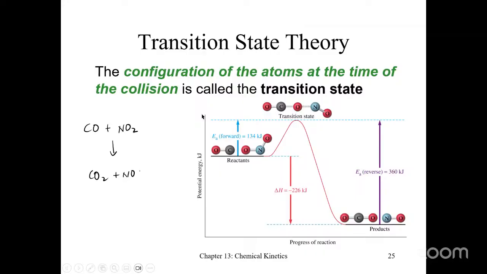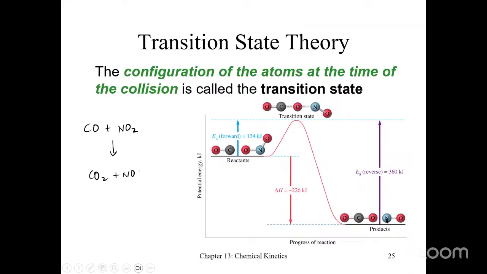This is a plot of energy versus the progress of the reaction, right? The activation energy for this reaction would be represented by the difference between the energy of the reactants and the energy of the transition state. In this case, the activation energy for the forward reaction is 134 kilojoules, right? The difference in energy between the reactants and the products would simply be the enthalpy of the reaction, which is something you should have met already in general chemistry. As you can see, the energy of the products is lower than the energy of the reactants, so delta H, the enthalpy of the reaction, will be negative, all right?